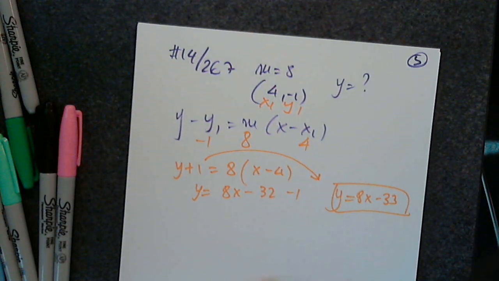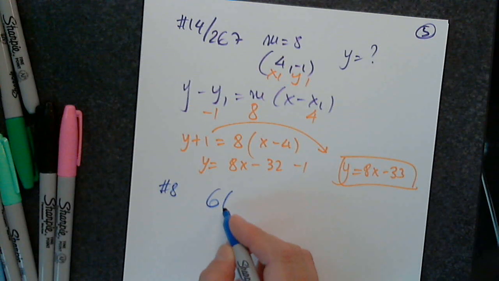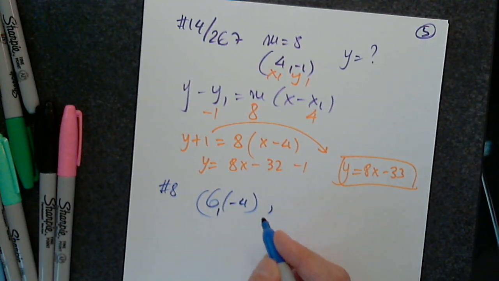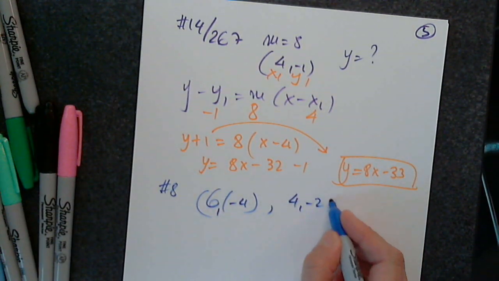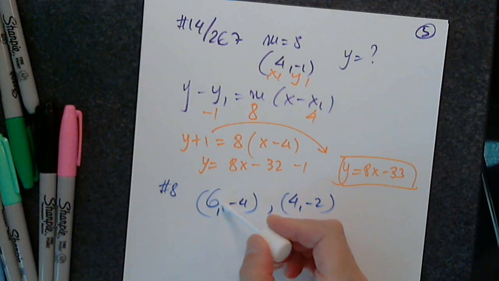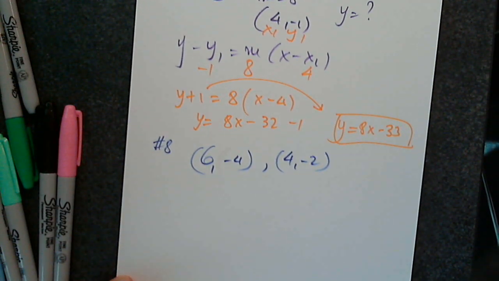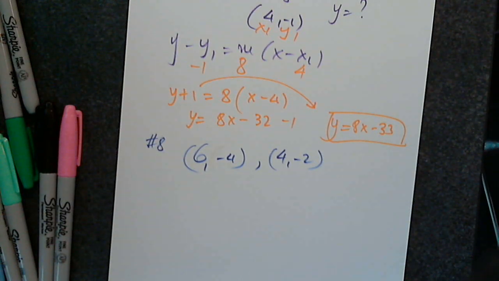Okay, I would like to also look at problem 8, and then you can choose the next one. 6 comma negative 4 and 4 comma negative 2. We're asked to find the equation of this line. So we're given 2 points, and we're asked to find the equation of the line passing through them. So what do we have to find first?